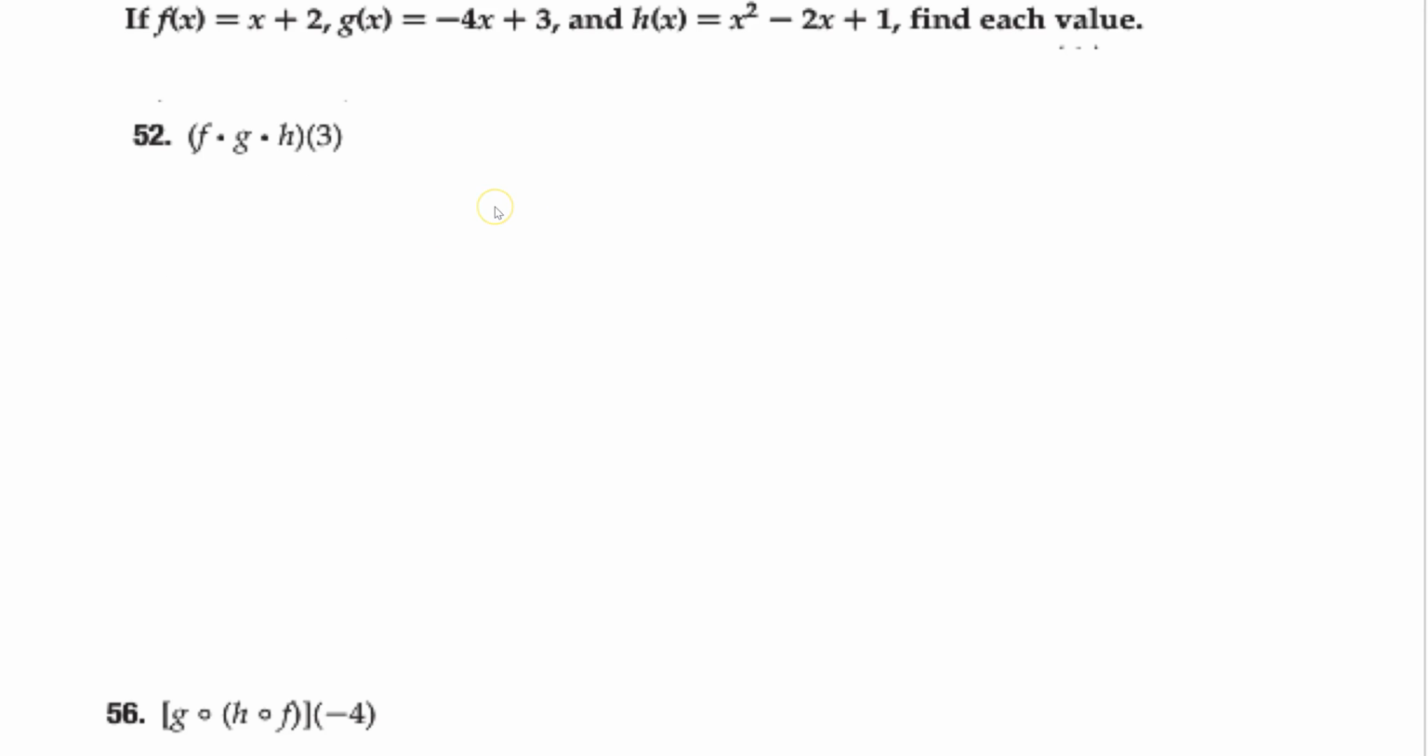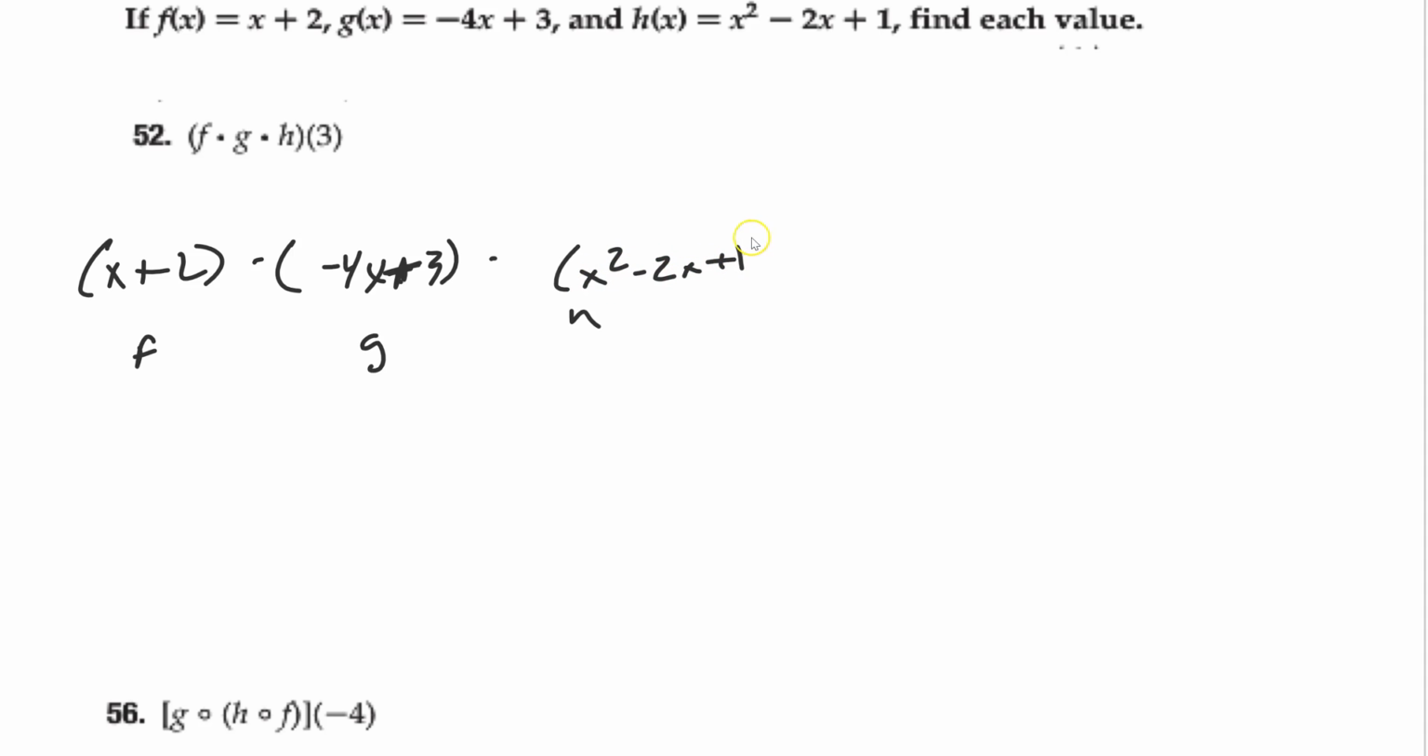Let's finish off by doing a couple of advanced problems. So this first one. First thing I want you to notice, f times g. See how it's closed? So that's a times. This is not composition. So this is f times g times h. So first let's write it out. So that's going to be x plus 2, that's my f, times g, which is negative 4x plus 3, times my h, which is x squared minus 2x plus 1.